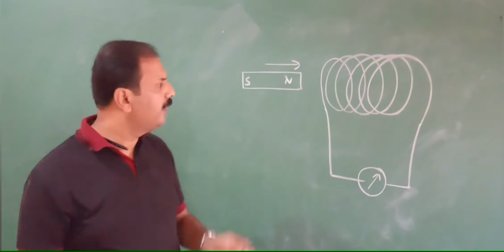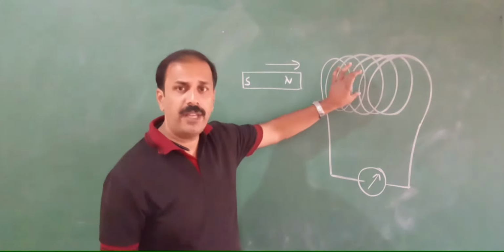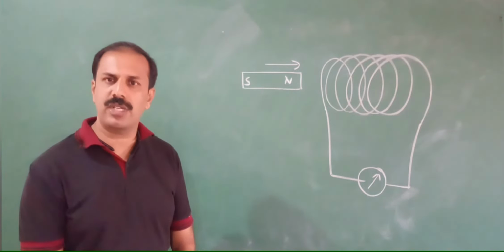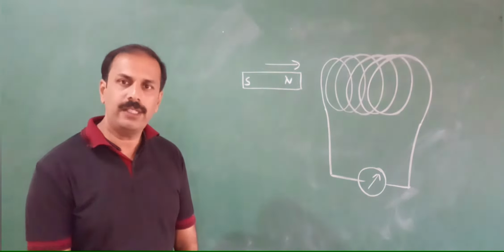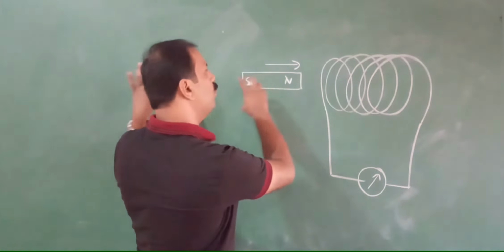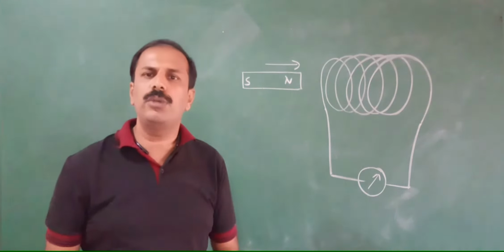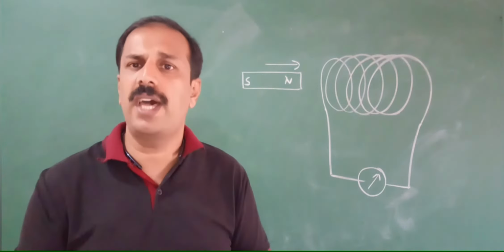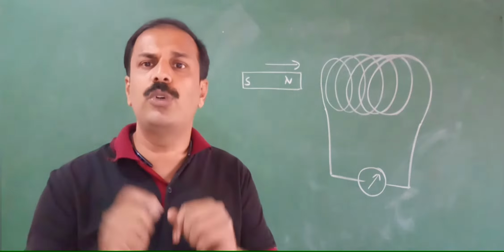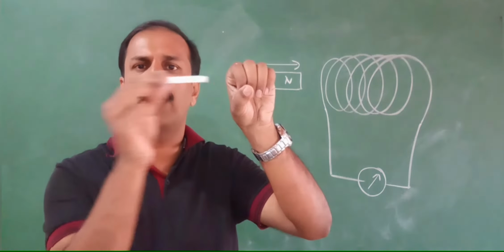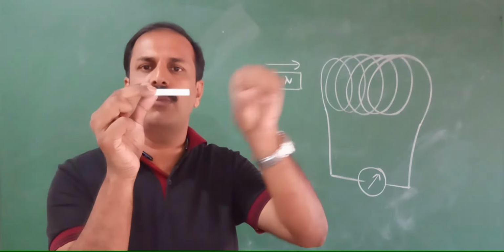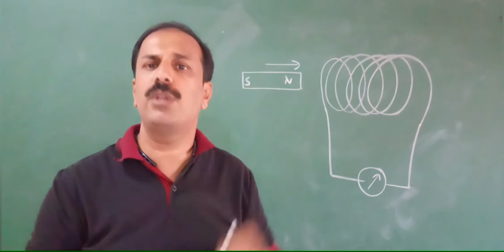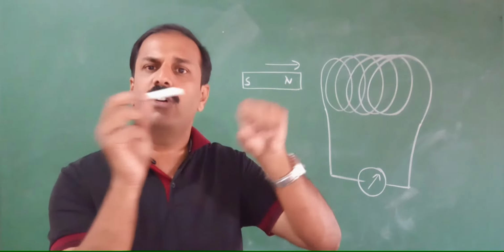Another part: you can keep the magnet inside the coil without moving, and that time it will not show any deflection. Or you keep the same distance and move the magnet and coil together, and that time also there is no deflection. What is the meaning of that? In order to produce a current, there should be a relative movement. You can move the magnet, or keep it stationary and move the coil. If you move both together, or keep both stationary, it won't work. There should be a relative movement.